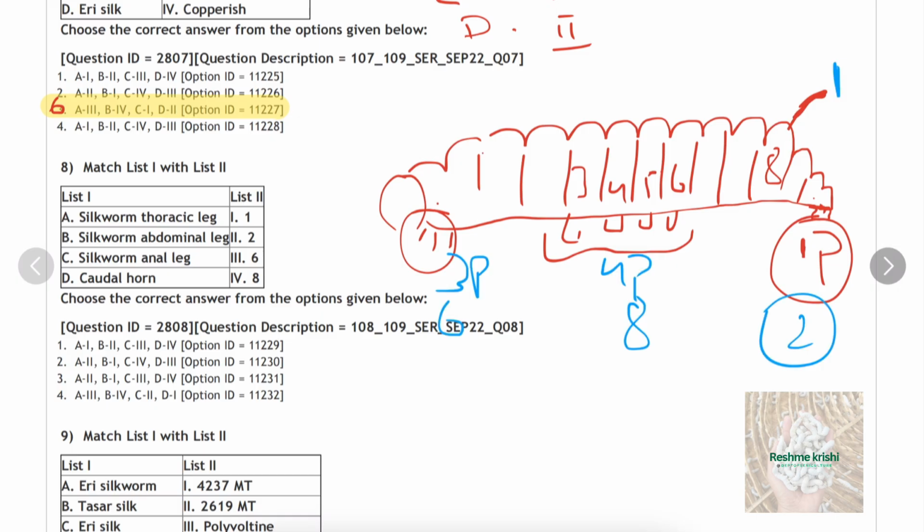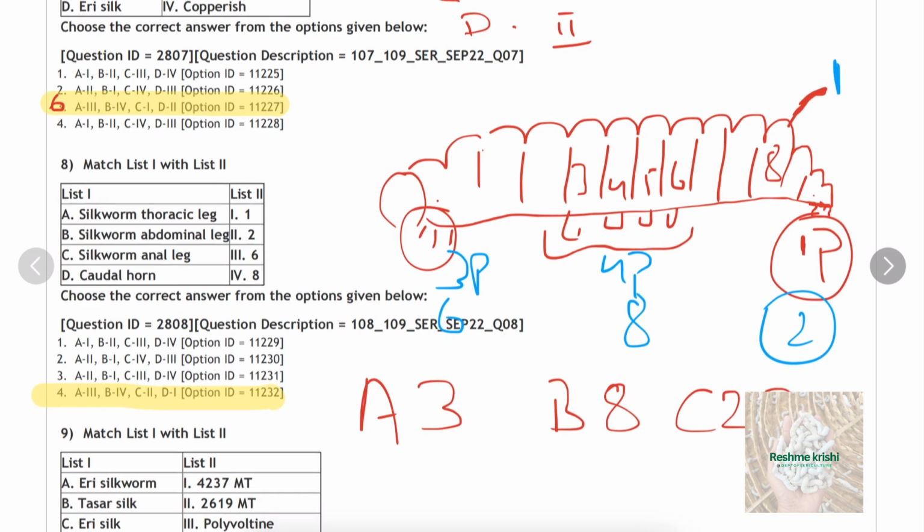So if you see like that, A, B, C, D, right? Silkworm thoracic legs 6 means what? 6 means 3. And B, silkworm abdominal legs are 8. Silkworm anal legs are 2. D is 1. Okay, 3, 8, 2, 1. According to this key, where does it come? I will mark it here: 3, 4, 2, 1. It is this one.